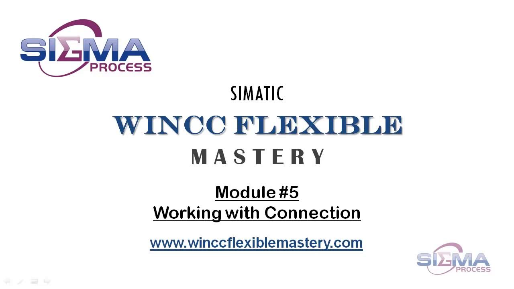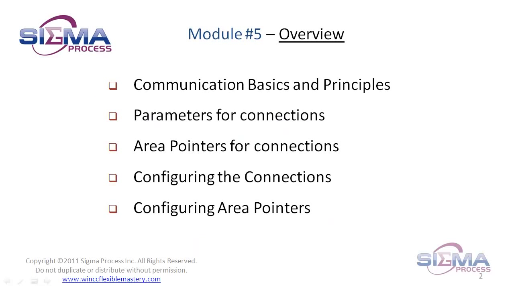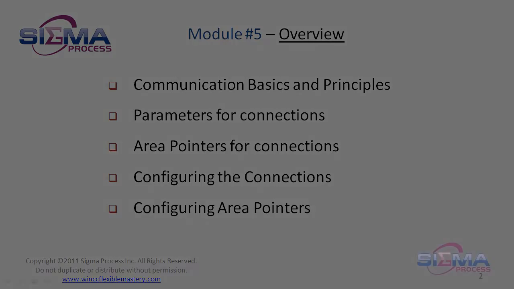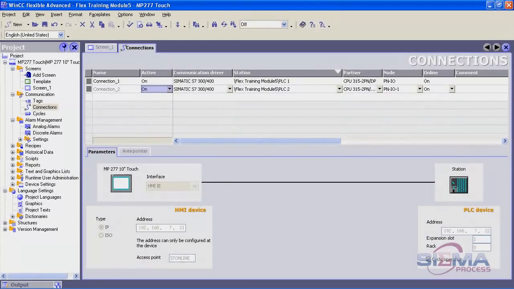This is an overview for Module 5 from Wincc Flexible Mastery online course. In this module, we're talking about communication basics and principles, how to set up the parameters for connections, what the area pointers are, how we can configure the connections, and how we can configure the area pointers. So we started with connections. We have created two connections over here.